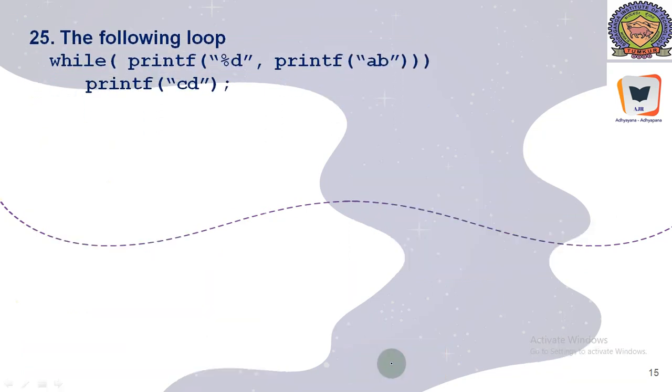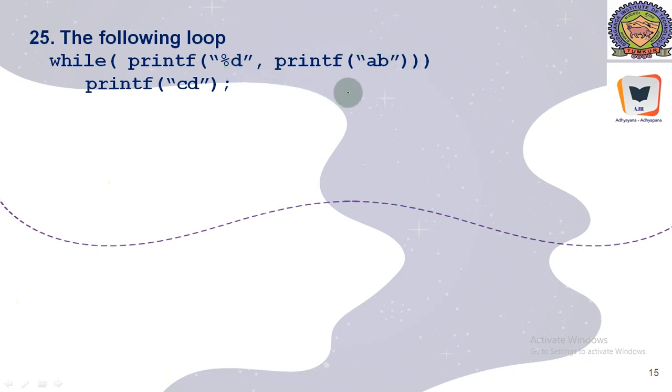The last question. We have reached the last question because we set forth to answer 25 selected questions, okay, which can be termed as of low complexity. Of course, the following loop: while printf percentage d printf ab printf cd. So this will be executed. So AB will be printed. After AB, it is 1, 2. 2 will be printed in place of d.